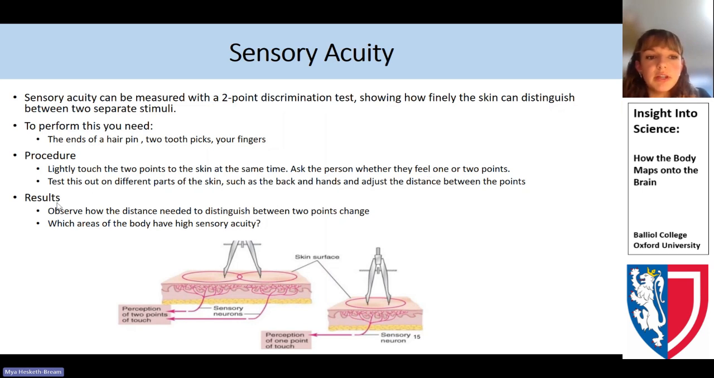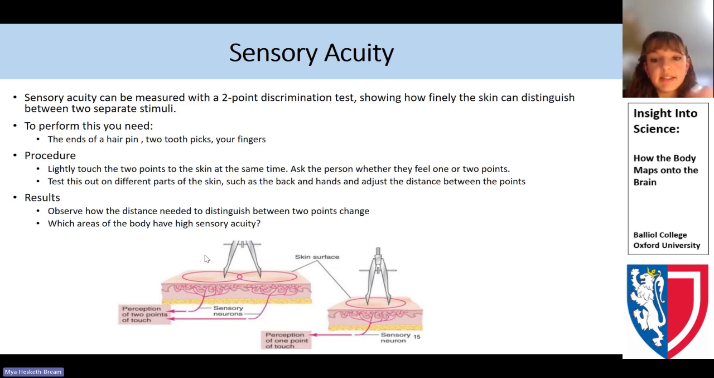What you want to observe from your results is how the distance needed to distinguish between these points changes. For example, if you've got about 2 centimeters or 1 centimeter between these 2 points, are you able to say, oh, that's 2 points touching my hand? And if you had the same distance on your back, would you be able to say, oh, that's 2 points, or would you just detect 1? This is asking which areas of the body have a high sensory acuity.